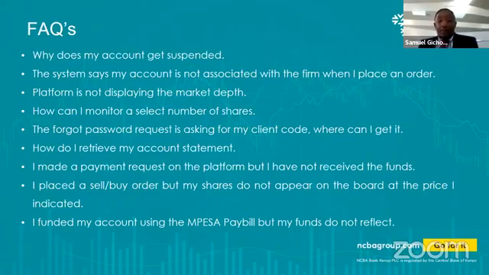I placed a sell or buy order, but my shares do not appear on the board at the price I indicated. That will also be dealt with as we look at the platform. But just to explain briefly, what happens is that when you place a sell or buy order, it has to be within 10% of where the market closed yesterday. Now, if the market opens today above the 10% of where you placed your order yesterday, it means your order will not be displaying on the board because it is not within the 10%. However, it doesn't mean that that order is not active.